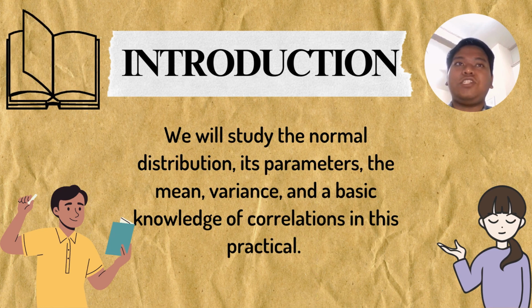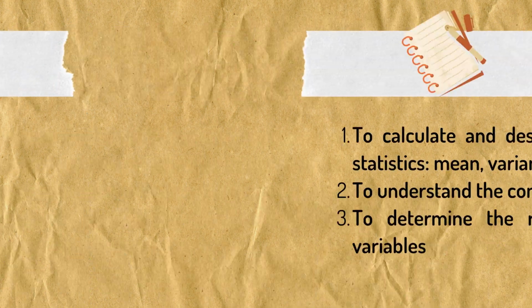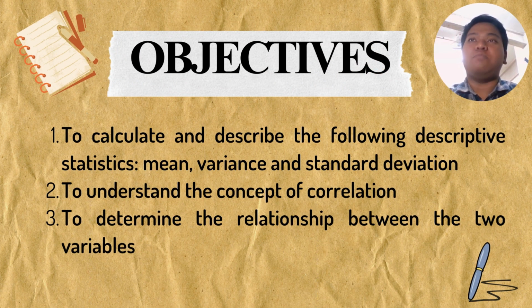In this practical, we aim to understand and calculate basic descriptive statistics such as mean, variance, and standard deviation. We will also explore the concept of correlation to determine relationships between different variables. There are 3 objectives. Number 1, to calculate and describe the mean, variance, and standard deviation. Number 2, to understand the concept of correlation. Number 3, to determine the relation between leaf length and width.